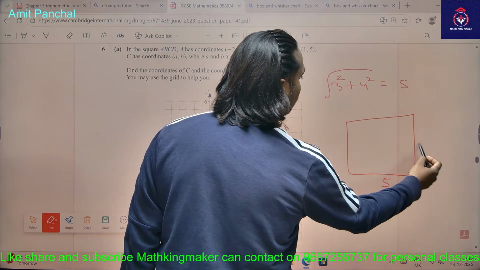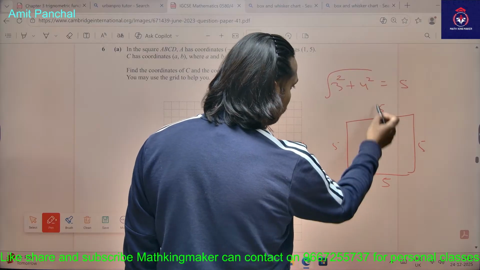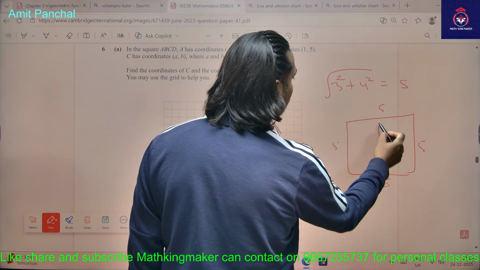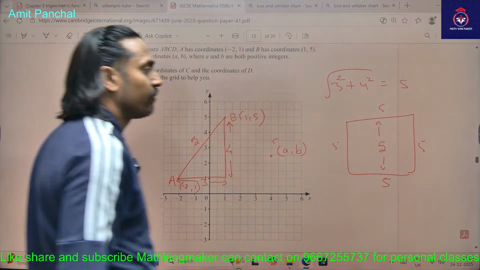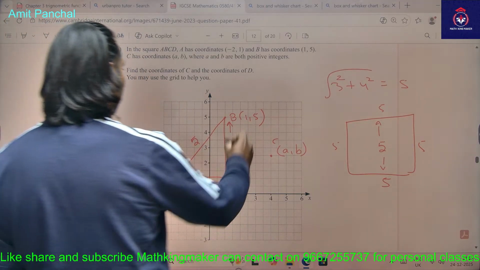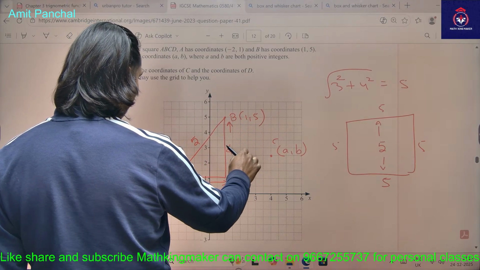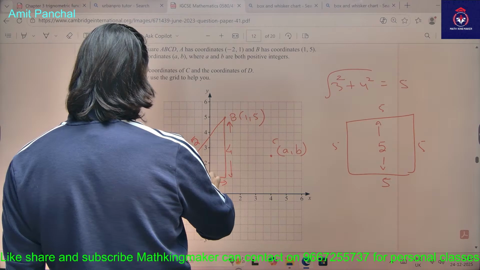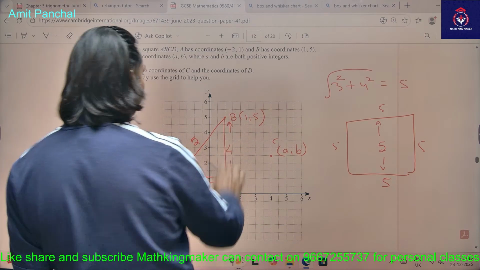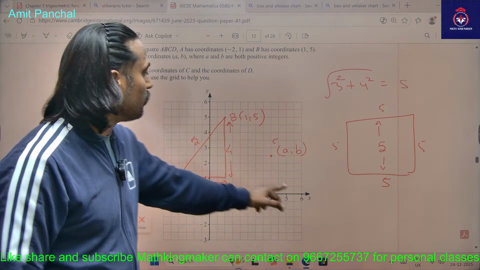If it is 5, 5, 5, 5. So how much is the distance between these two parallel lines? 5. Yeah, that's true. Okay, so we have to think how many grids it has crossed from A to B. That same number of grids you have to cross from B to C.